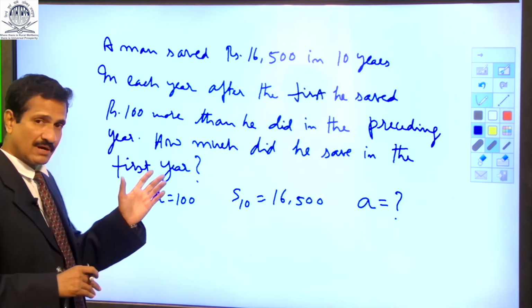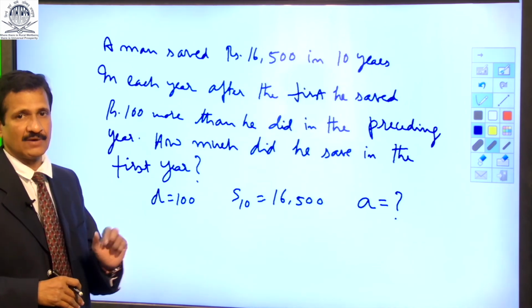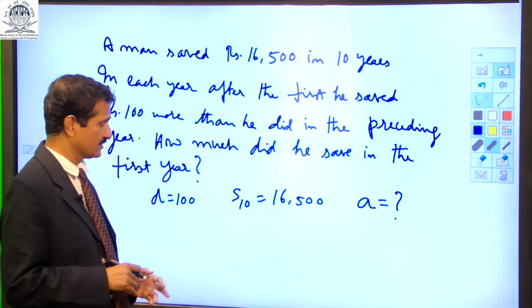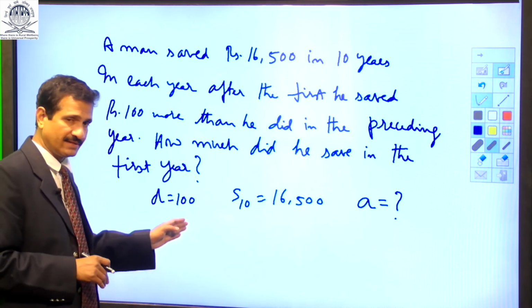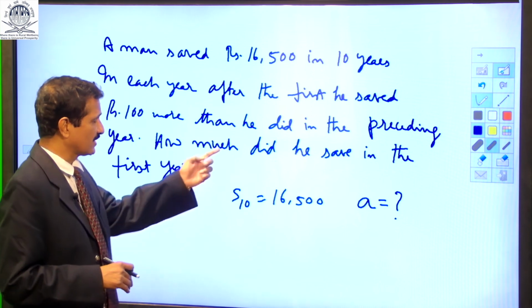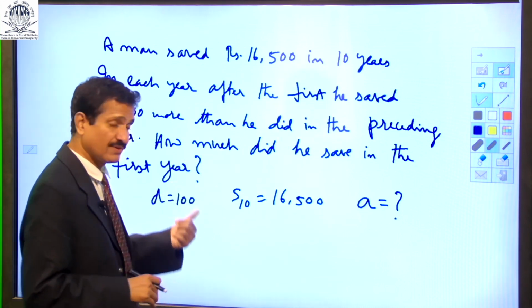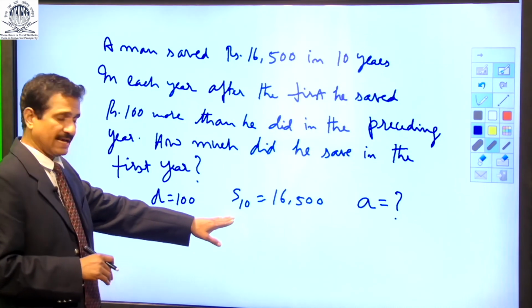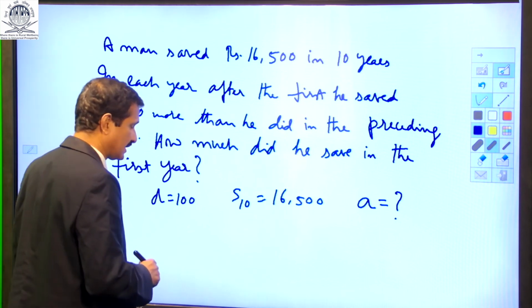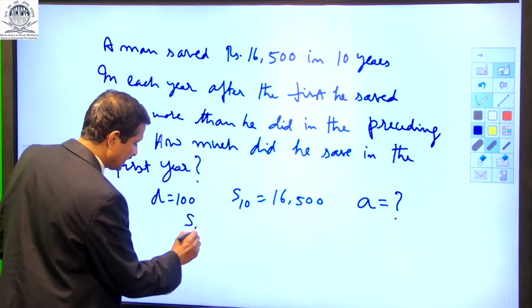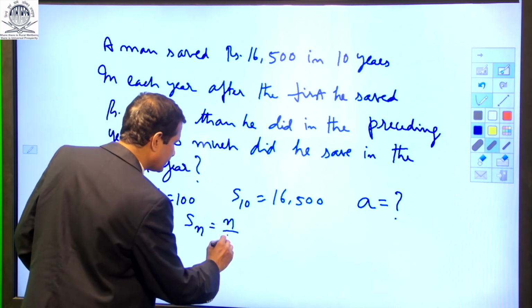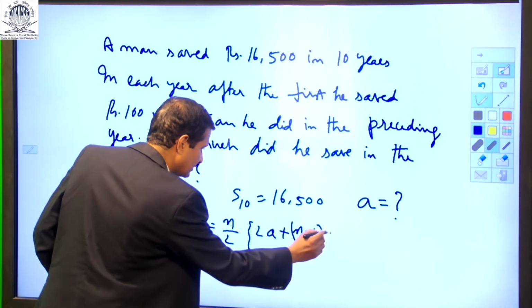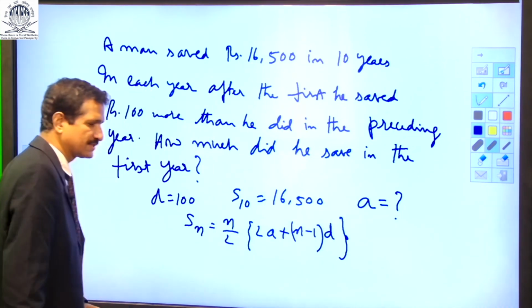So the total amount in 10 years that he has saved is 16,500. He saved 100 rupees more each year after the first. So this means that the common difference D is 100 rupees. So the question is, you have to find how much he saved in the first year, so we have to find the value of A. Now clearly this is Sn, which is the sum to n terms. The formula for the sum to n terms is Sn is equal to n by 2 into 2a plus n minus 1 into d.